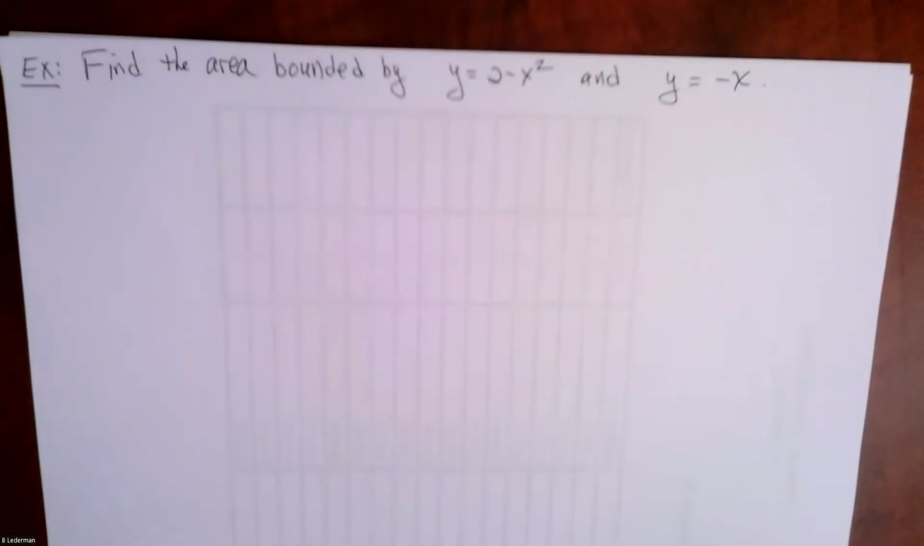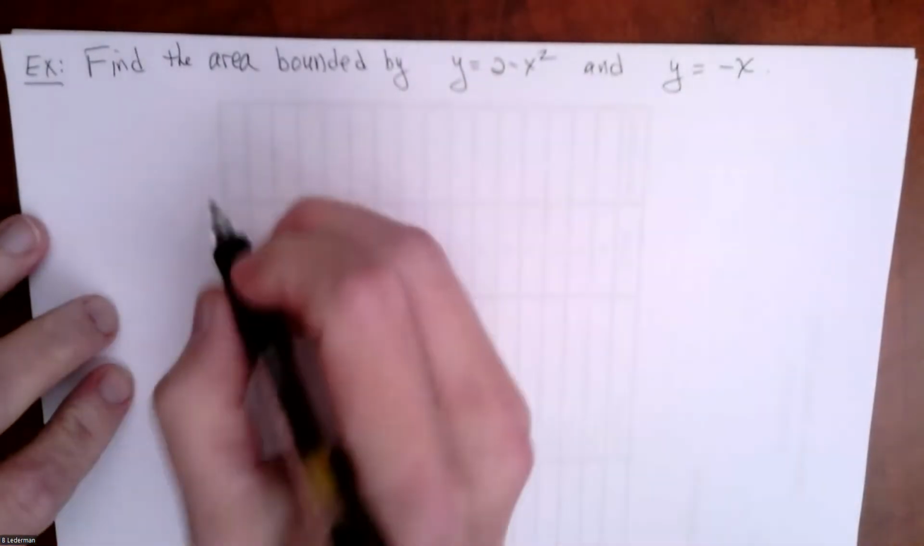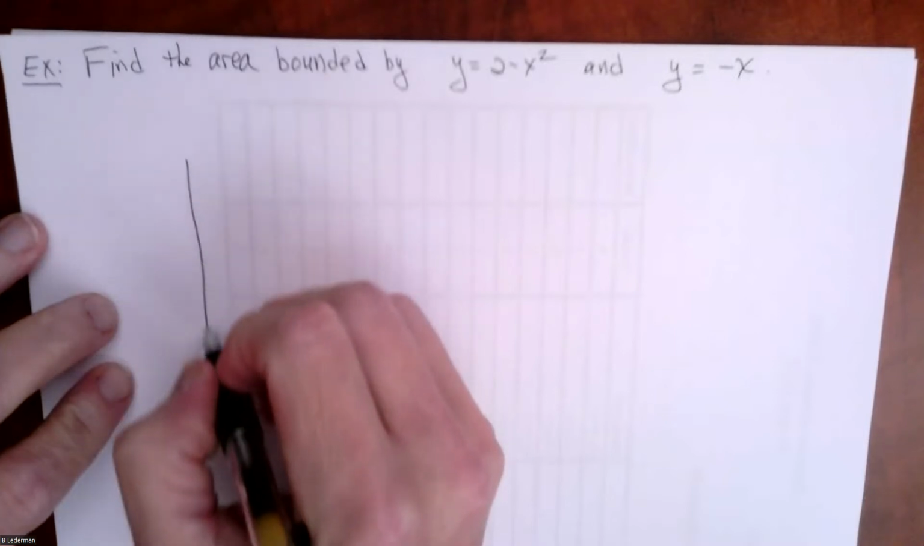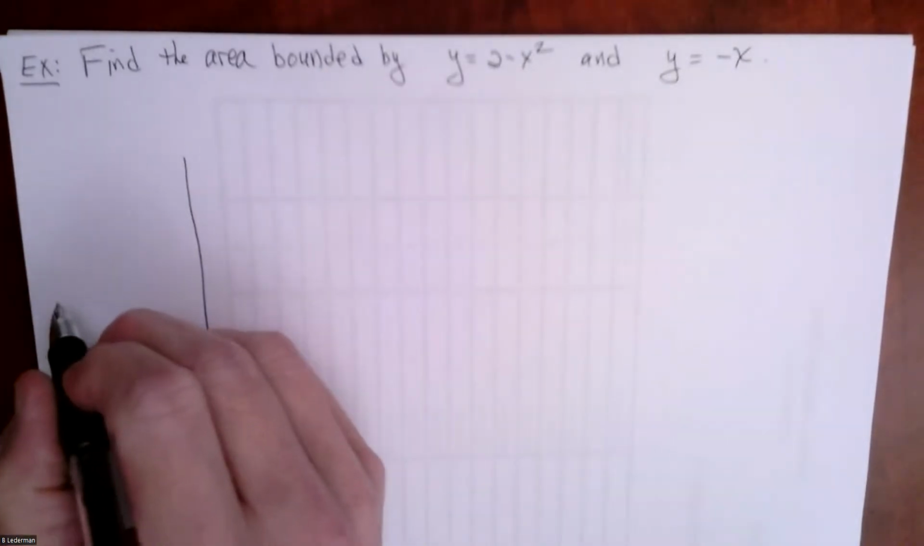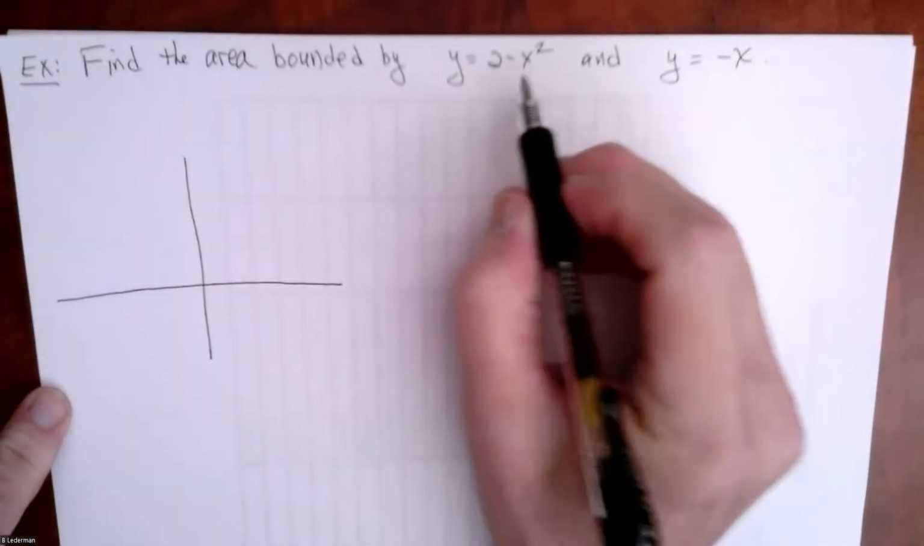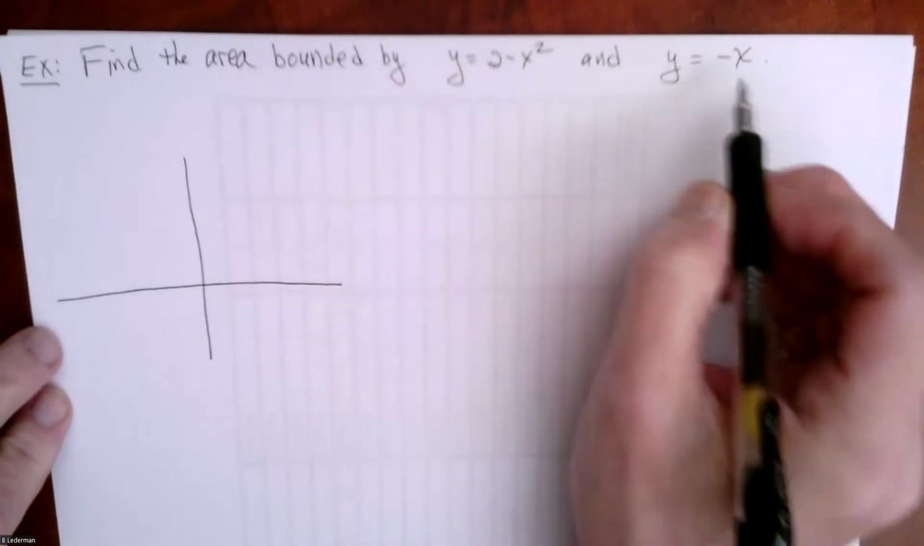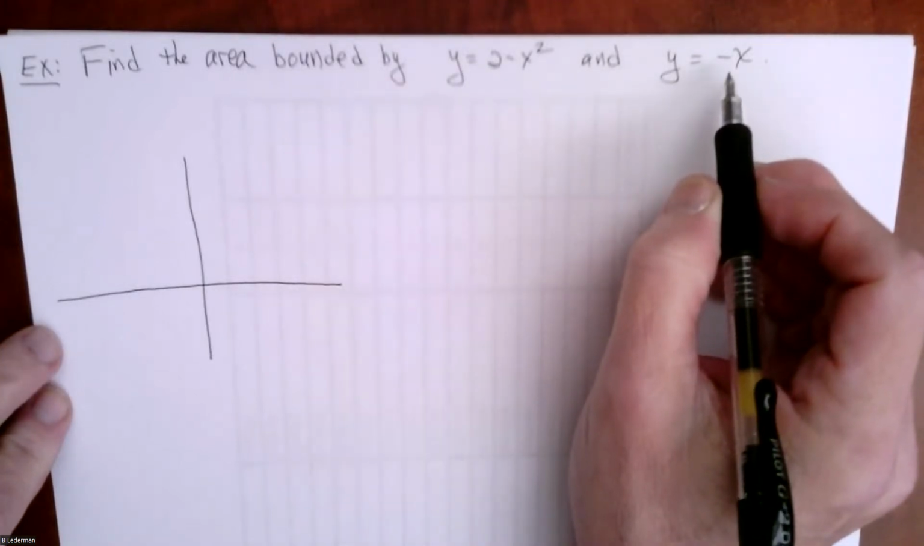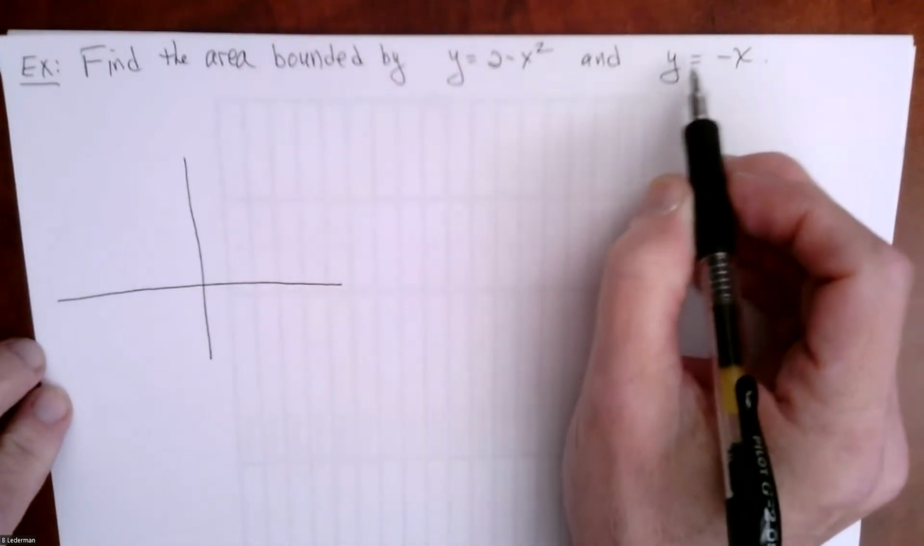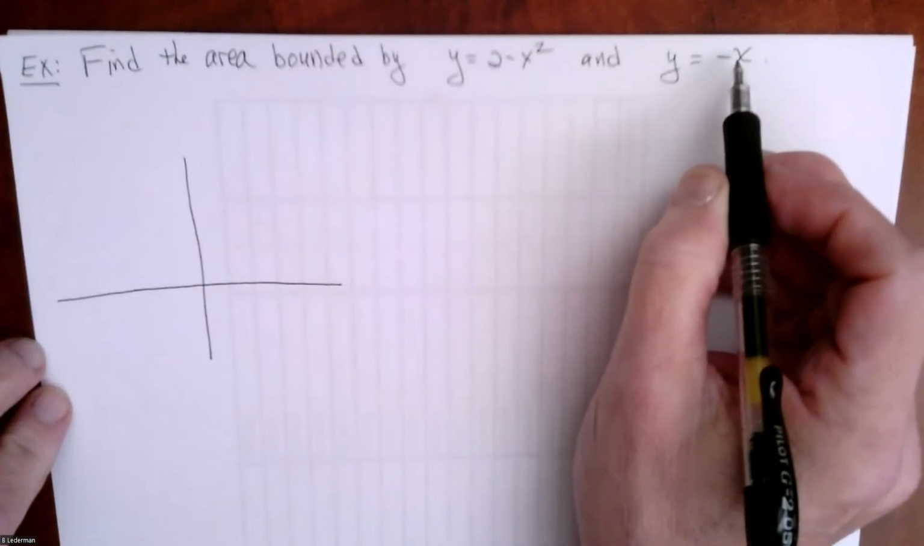Find the area bounded by the curve y equals 2 minus x squared and y equals negative x. So here we go. First thing I'm going to do is draw the graph. This is a pretty straightforward graph to draw. That's just an upside down parabola, and that's just a diagonal line. And it goes to the origin and has a slope of -1.